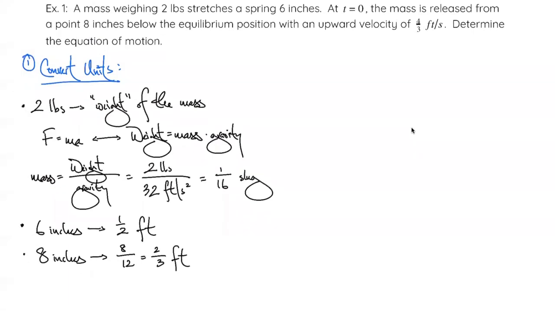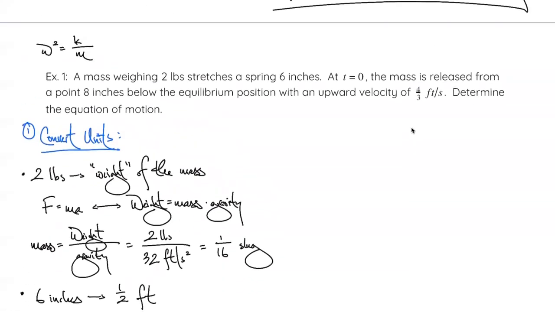All right, so after we convert our units, and now that we found our mass, I find it very helpful to find my K. Because once I have my K, then I can say this is my omega squared, I can use the characteristic equation, and all will be well with the world.